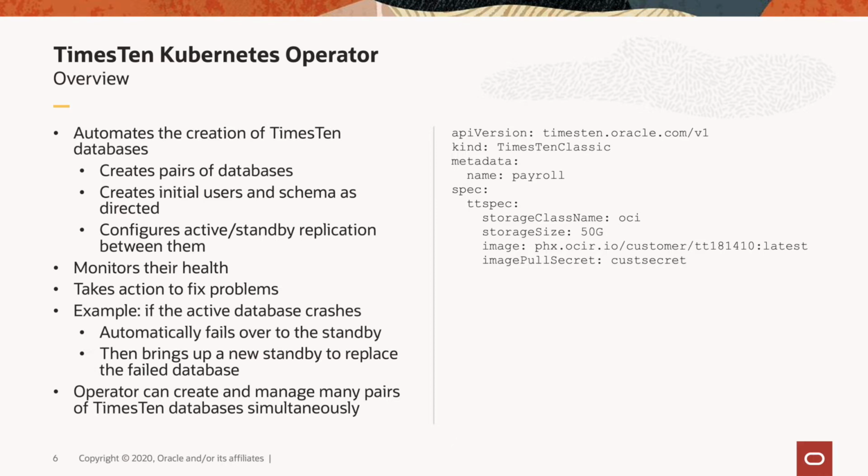For high availability, the Kubernetes operator that TimesTen provides will also automatically configure TimesTen's very fast active standby replication between them. So when you ask us to create a TimesTen database using the Kubernetes operator, we will automatically create two, an active and a standby, and we will configure replication between them automatically.